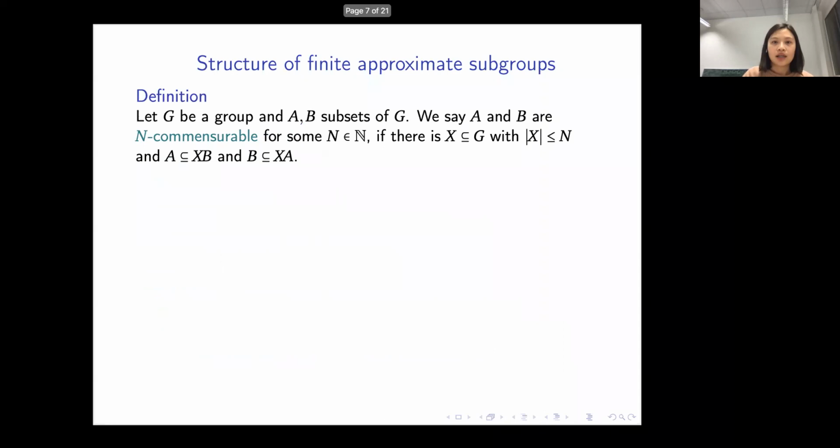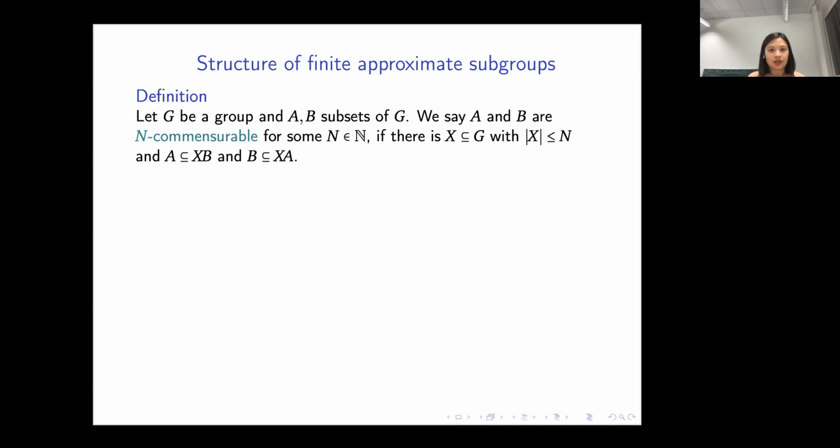So approximate subgroups are one of the most important objects to study in additive combinatorics. Although the definition doesn't have a very long history, it is related to, for example, in abelian groups, subsets of small doubling, and subsets of small doubling have a long history of study because of Freiman's theorem.